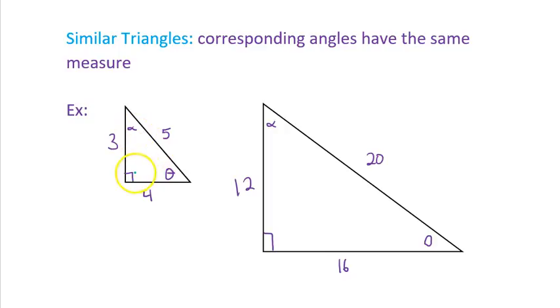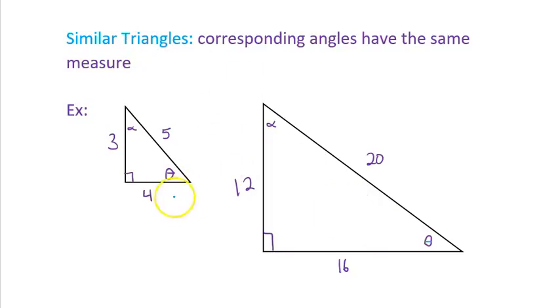But notice the angles are marked the same. Both have a 90-degree angle, then both of them have alpha, and that's representing the fact that they are the same measure. And then both have a theta. This one's lost its little cross, but those should be the same measure as well. So if the angles match up like this, even though they're different sizes, those are considered to be similar.